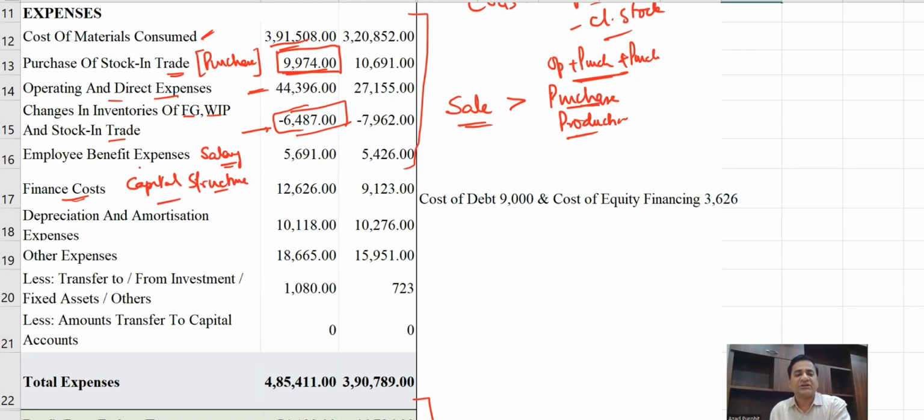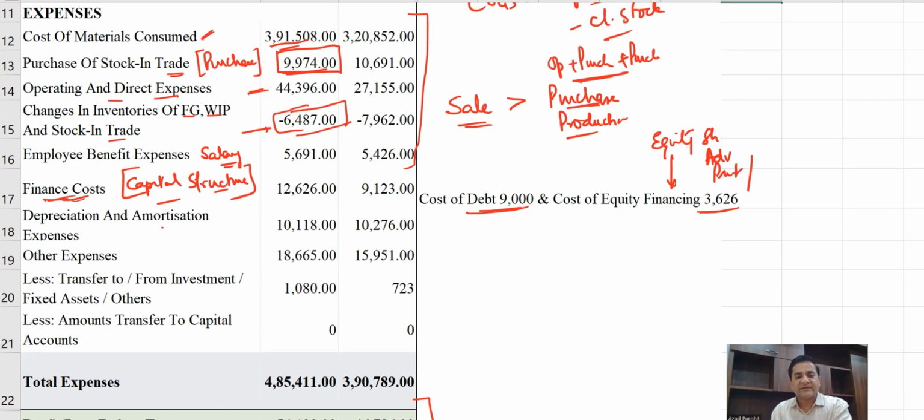The things that are incurred in order to change the capital structure are called financing activity, and the costs which are incurred towards this financing activity would be called the finance cost. If you look at this, we find that the cost of debt is 9,000, the cost of equity financing is 3,626. Now what does this mean? This means the company must have raised some equity capital during the year or has taken from some equity shareholders. For that purpose, it must have incurred some advertisement expenses, some printing expenses, things like that, right? Or the brokerage or commission to the providers of capital, the mediators.